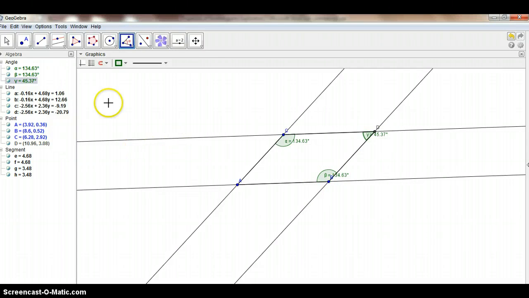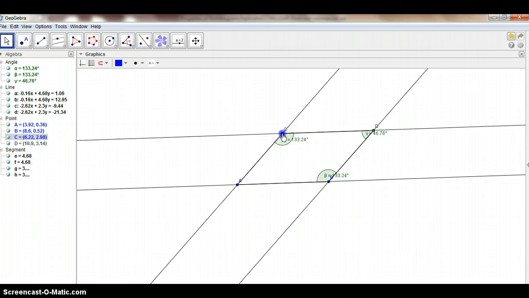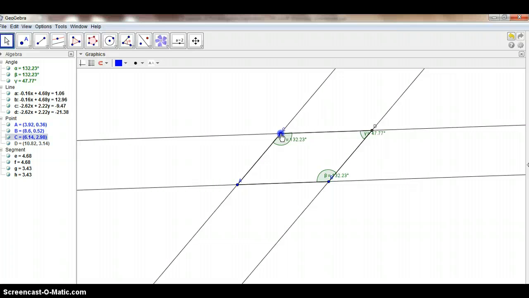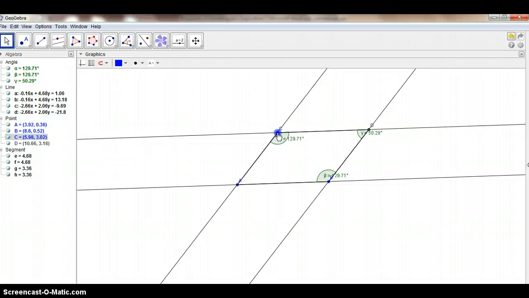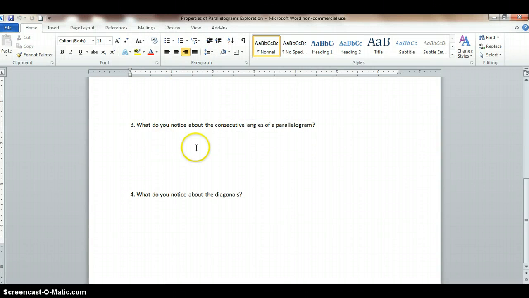Okay. So you're just going to have to do a little bit of noticing. Perhaps drag it around a little bit. I'm going to make A as close as I can to 130. Okay, so I've gotten it pretty close to 130. What do you notice about these things? Try everything you've got on them. Perhaps notice something about adding them. Okay, that's a hint. And then answer question number 3. What do you notice about the consecutive angles of a parallelogram?